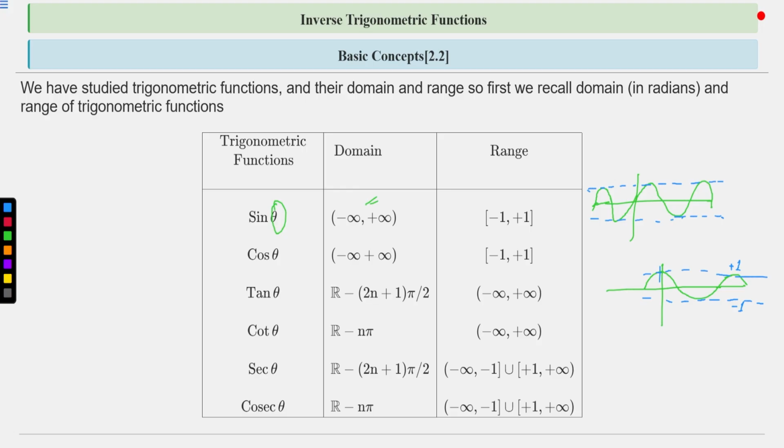Now let us see for tan theta. The domain of tan theta is all real values except odd multiples of pi by 2, right? Why do we take except odd multiples of pi by 2? Because we know that tan theta is sin theta upon cos theta.